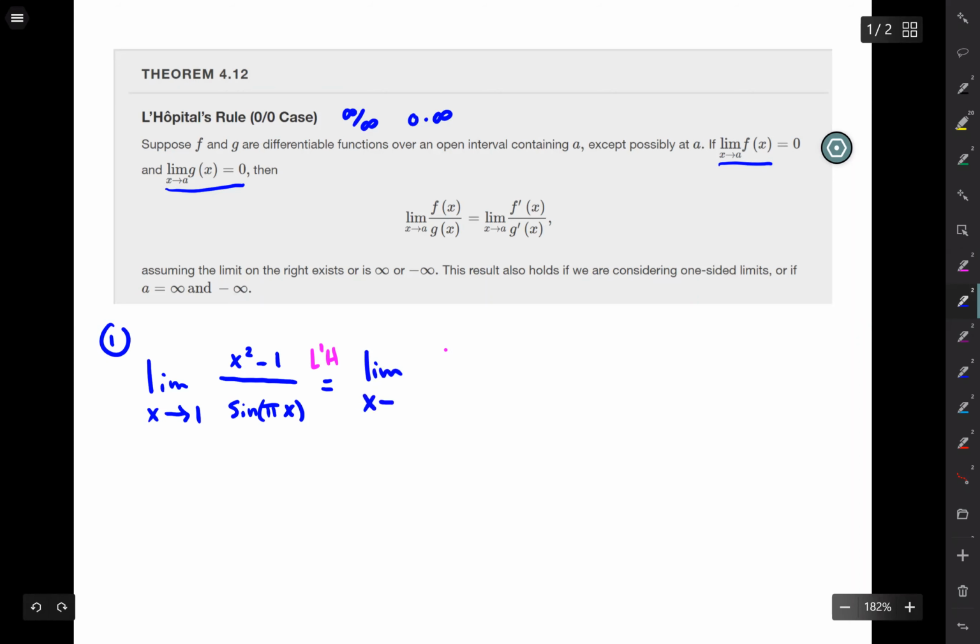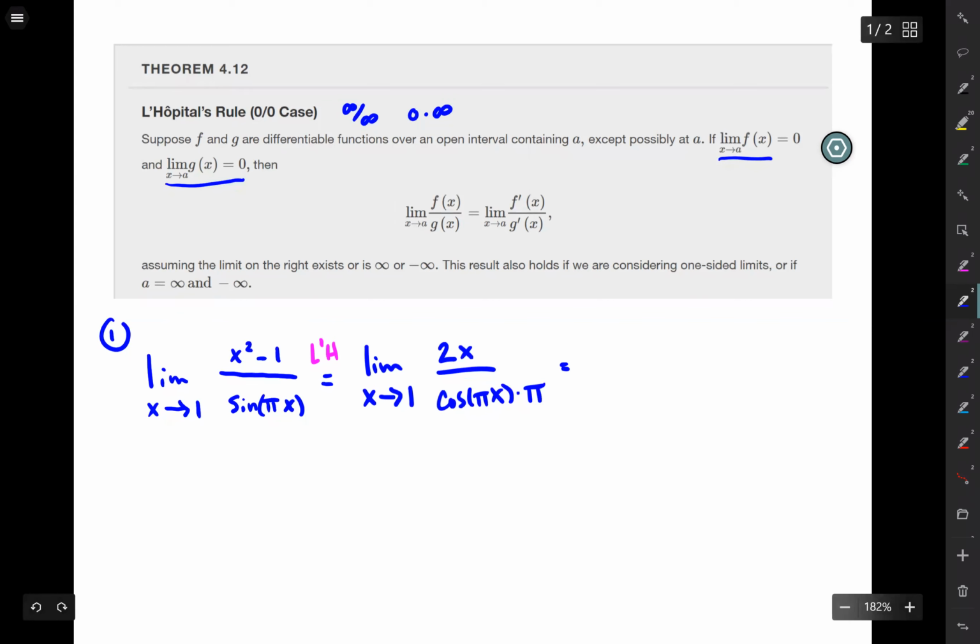And so I get that this is the limit as x goes to 1 of 2x over cosine of pi x times pi. I was just applying the chain rule there. Now 2x is certainly easier to deal with than x squared minus 1, and cosine pi x times pi is not really any worse than sine of pi x, so let's evaluate now. On the top I get 2, and on the bottom I get negative 1 times pi, so negative pi. And so L'Hopital's rule says that that's the limit.